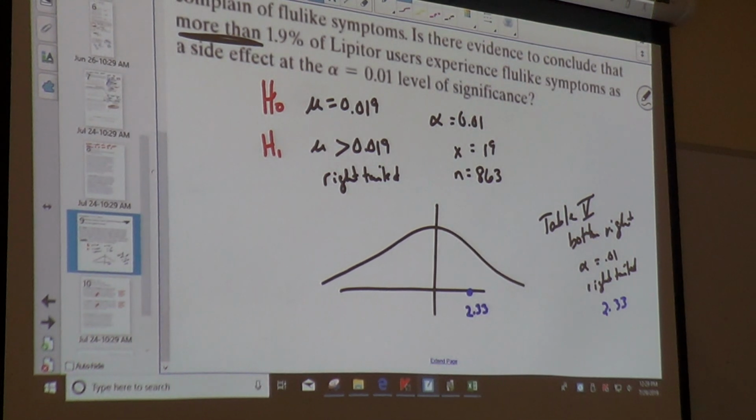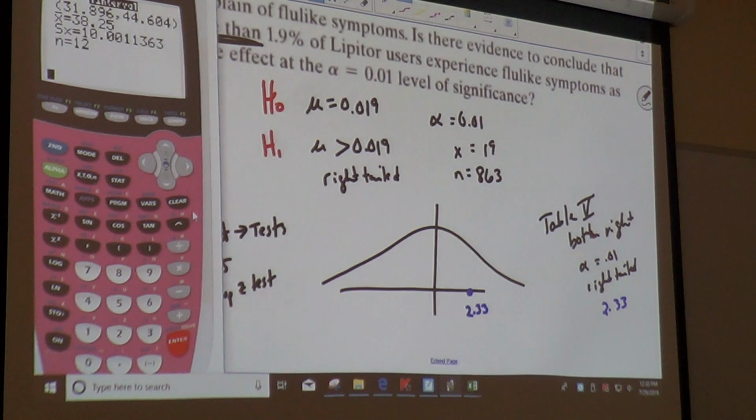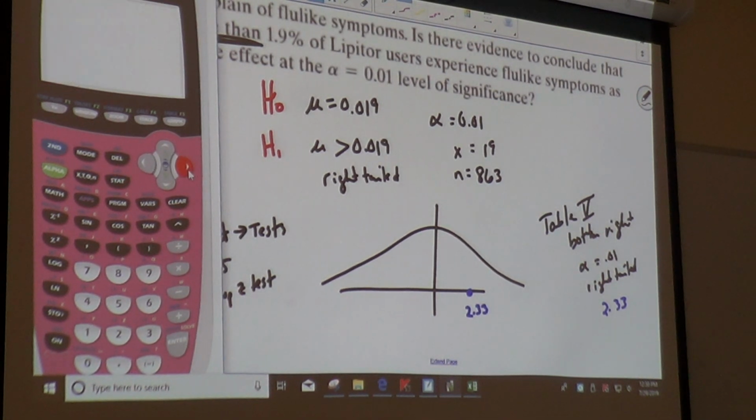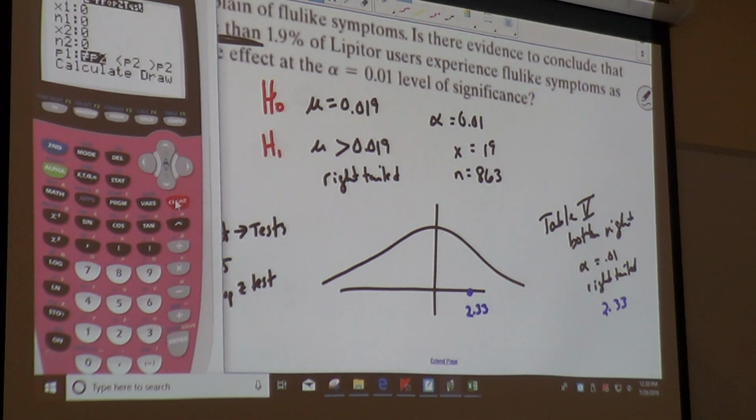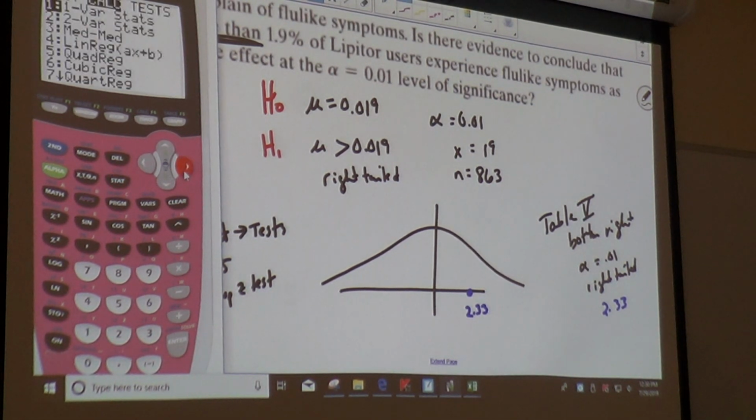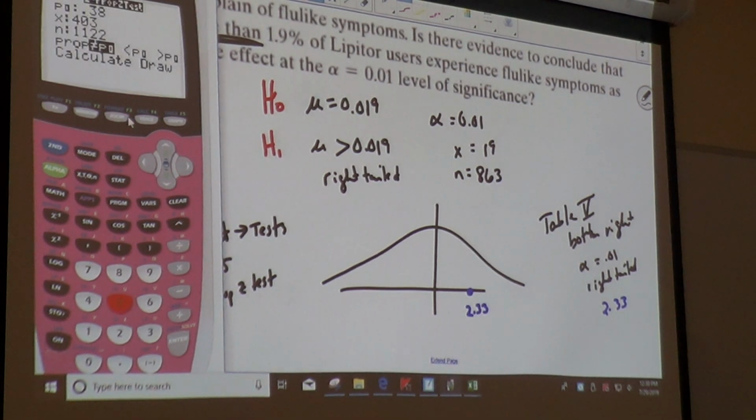Okay, now I'm going to go to stat, over to test, and down to number 5, which is the one proportion z-test. Now, if I pull it up, it's going to tell me what I need to fill in. One proportion z-test, number 5. It's not number 6, Jim. Stat, test.